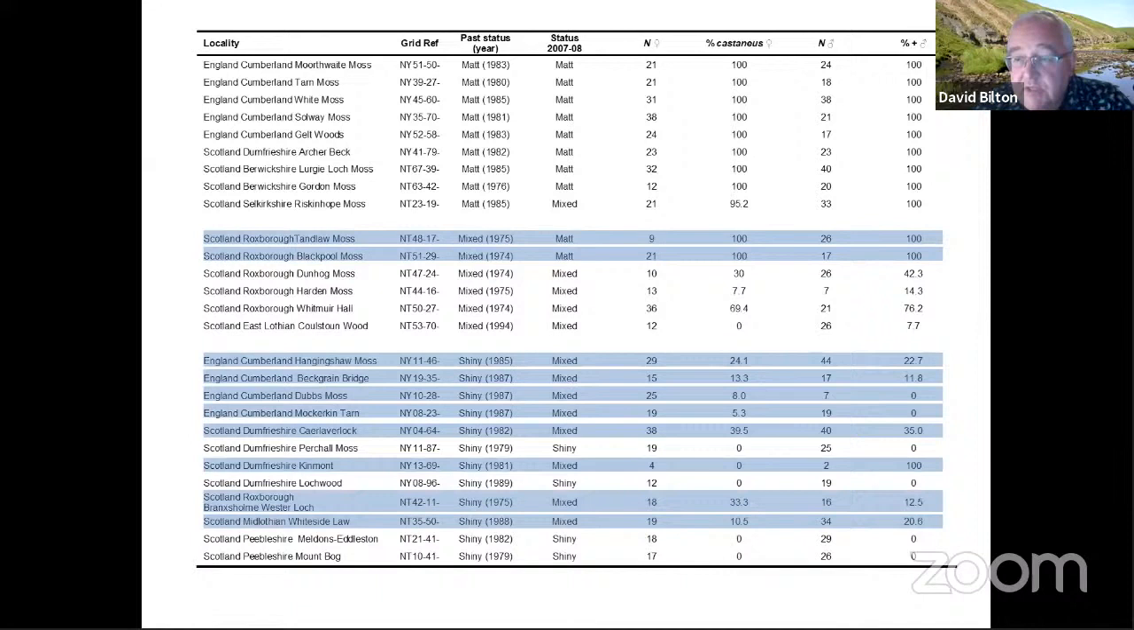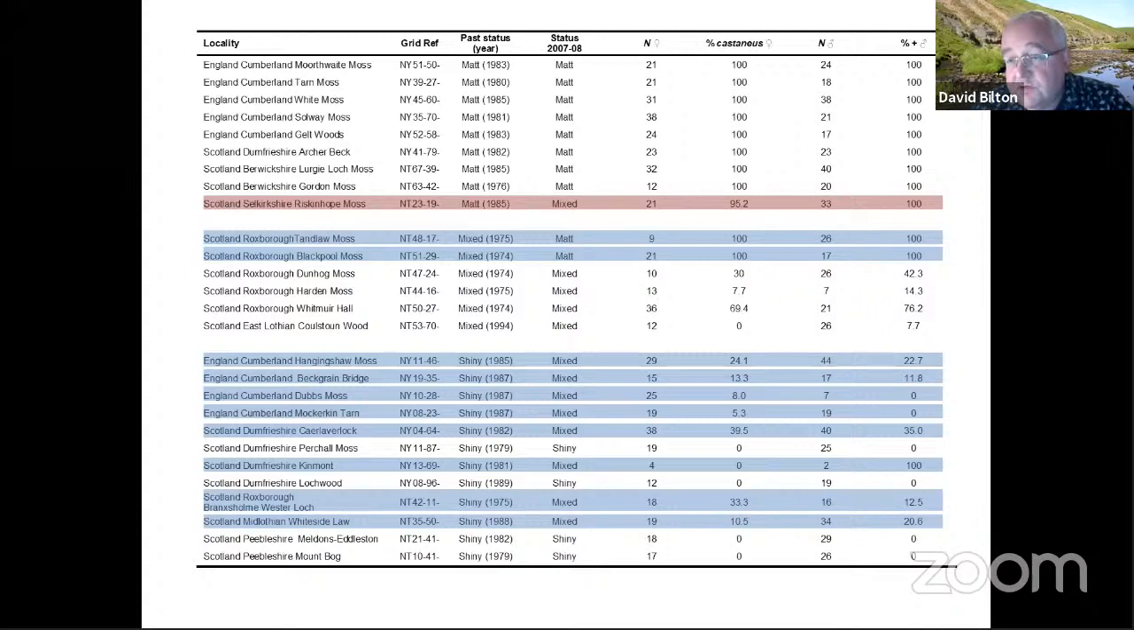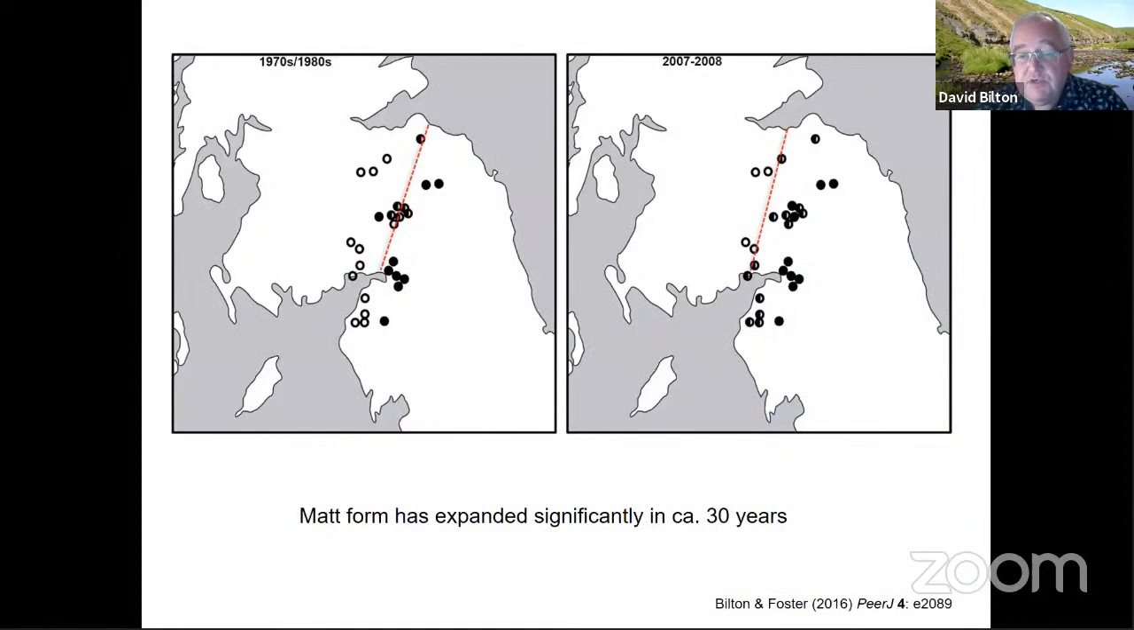You know, mixed populations have become matte, or shiny populations have become mixed, suggesting that there'd been a spread of these matte forms at the expense of the shiny form. Only one population had gone the other way. And so it was a really significant result, statistically speaking, that there'd been apparently an expansion of this matte form and its associated male at the expense of the shiny form and its associated male. And we came to the conclusion that the matte form had expanded significantly in about 30 years.